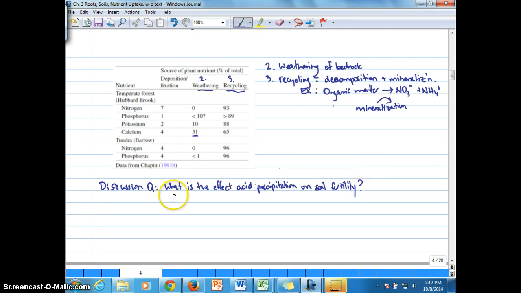So acid precipitation deposits sulfuric acid and also nitric acid. And so as acids, these are going to be sources of hydrogen ions. So it's a good discussion to see what is going to be the effect of adding these acids to the soil. So that's a topic for class discussion. And then the other question would be, how do we mitigate the effects of acid precipitation to return the soil fertility to its natural state, or close to its natural state.